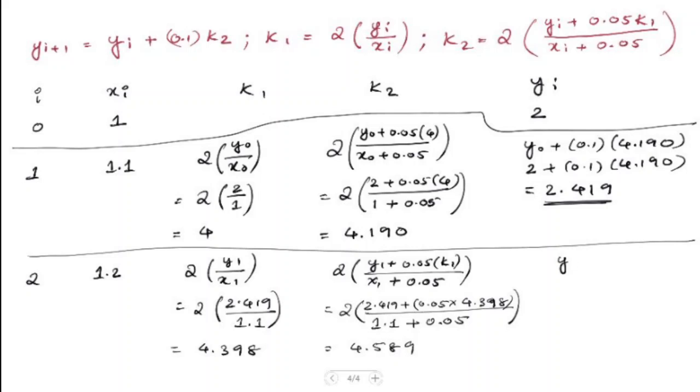Now for this one here, you will have y1 plus 0.1 times K2. So here our K2 value is 4.589, and that will give us, so let me write the whole equation here again. So y1 is 2.419, plus we have 0.1 times 4.589, and that will be equal to 2.878. I'll go ahead and calculate for I is equal to 3.